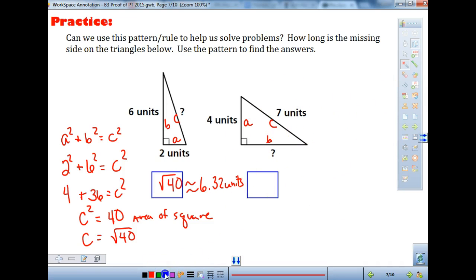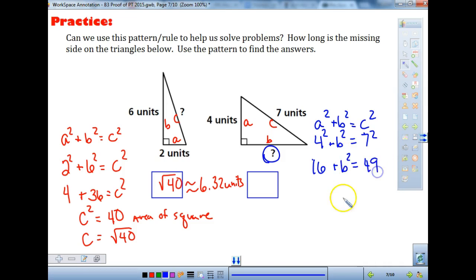Again, please start the problem with writing your theorem. A squared plus B squared equals C squared. We've already identified the sides, so A is 4 squared plus B stays by itself. We don't know that. That's our question mark. Equals C squared. And C in this case should be 7. 4 squared. This is the work I must see. 16 plus B squared. Don't skip steps today.